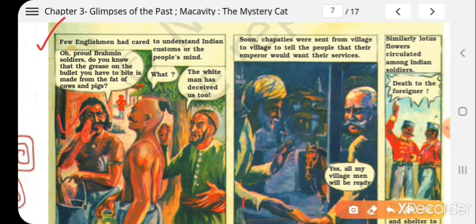उसको मुंह से खोलना पड़ता था. Okay, and that was made from the fat of cows and pigs. And you know very well that cow is considered as a mother in India.